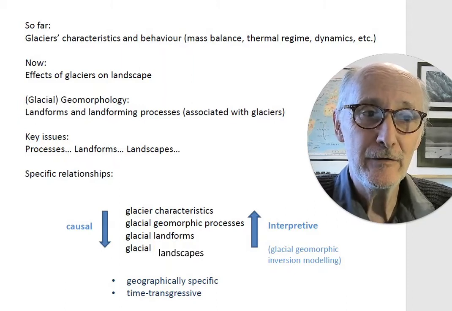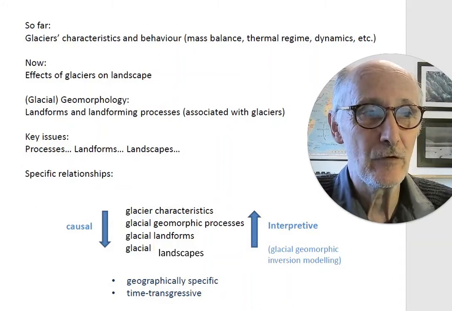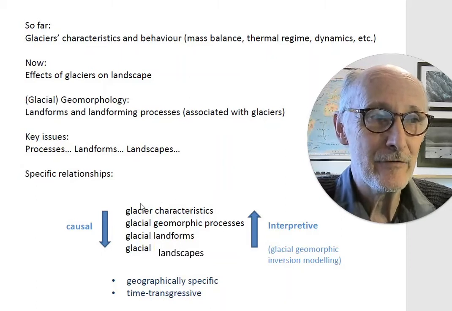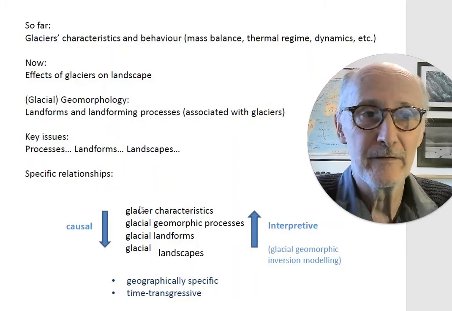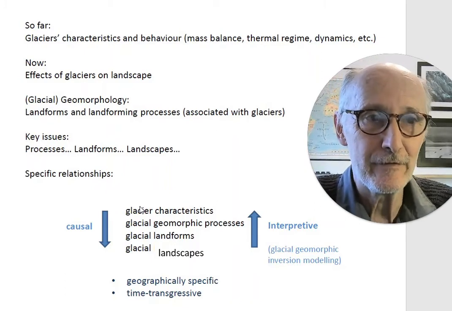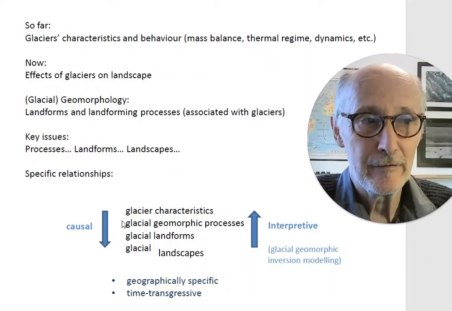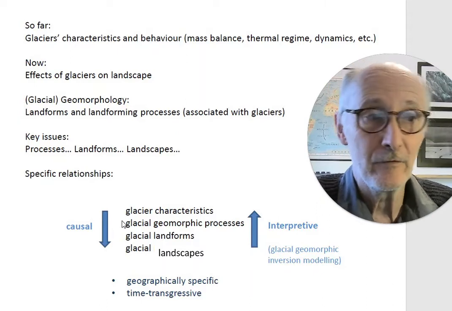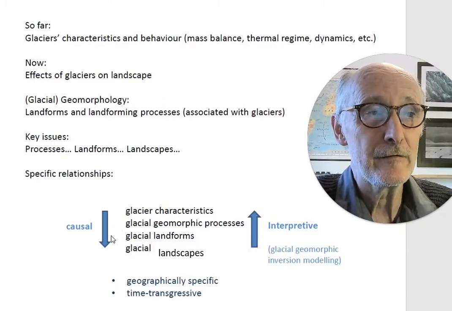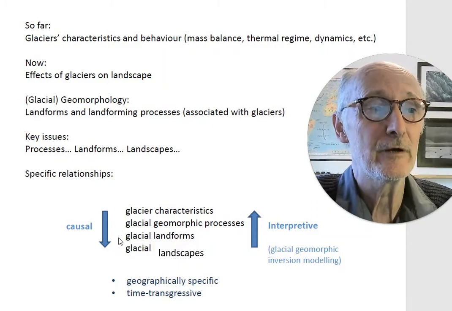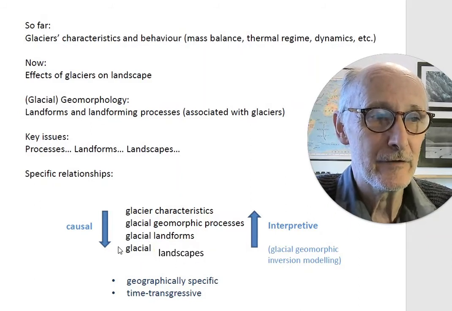And we can look at those in two different ways. At the bottom of the figure here you can see I have a causal relationship, or a set of causal connections between the characteristics of the glacier, for example its thermal regime, the presence or absence of water at the bed, the shear stress at the bed, the thickness of the ice, all these different characteristics that we've talked about previously. And those glacier characteristics cause certain geomorphic processes to be effective or less effective in those different settings. The existence or otherwise of those geomorphic processes causes certain landforms to emerge, and assemblages of landforms give us our glacial landscapes that we're interested in.